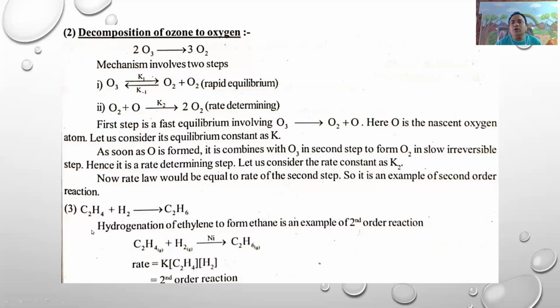The third example is the ethylene molecule undergoing hydrogenation or reduction with hydrogen. It gives an ethane molecule. The hydrogenation of ethylene to form ethane is an example of a second order reaction. Here, the reaction is carried out in the presence of Raney-Nickel catalyst. The rate of reaction depends upon the concentration of ethylene as well as the hydrogen molecule. Therefore, it is a second order reaction.